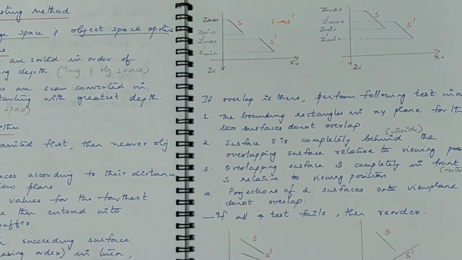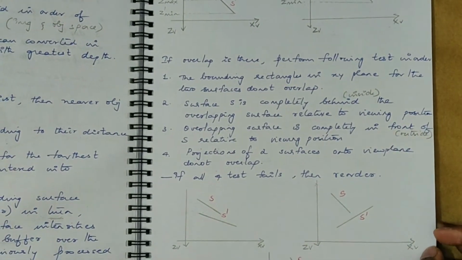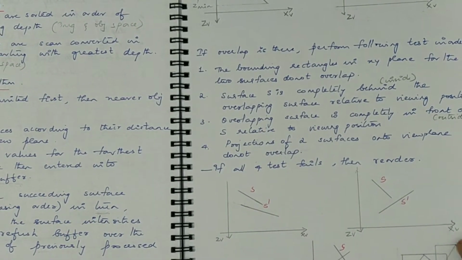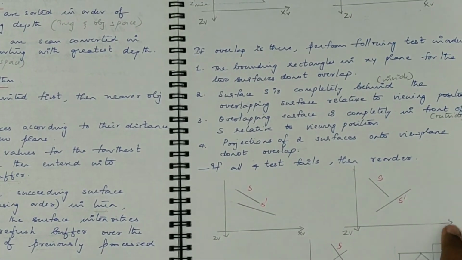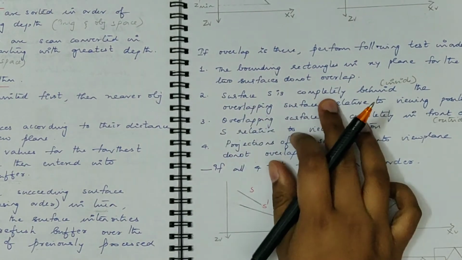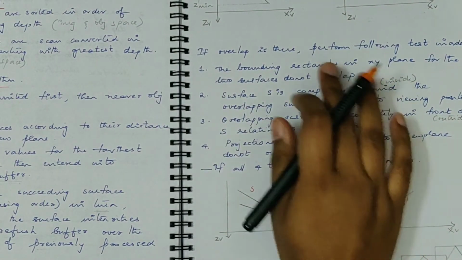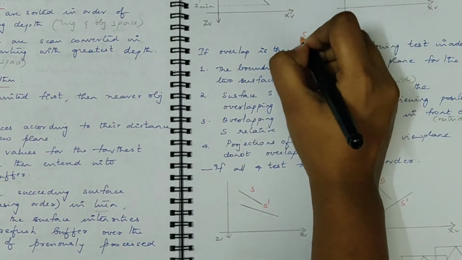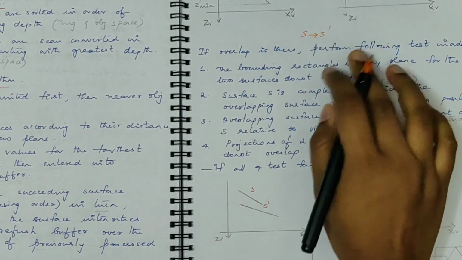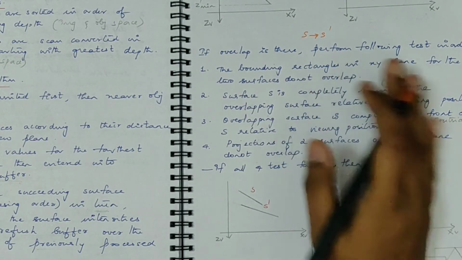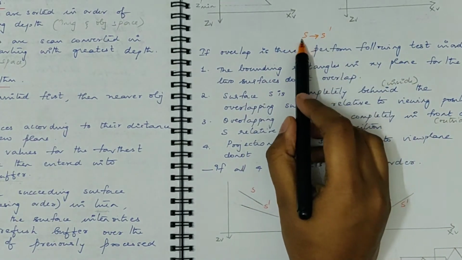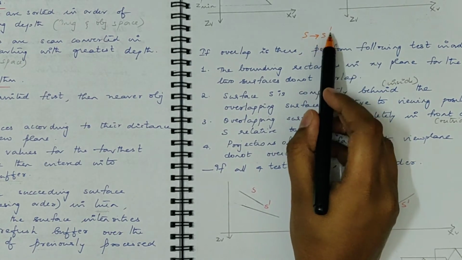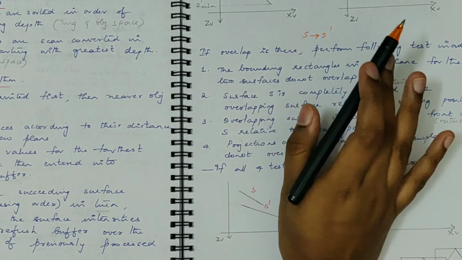These tests will be performed in order, one by one. First we perform the first test. If the first test succeeds, then there is no need to perform the other tests. You will directly scan convert, so the order is S followed by S dash. This is what we are following. Our ultimate aim is to decide whether you will scan convert S followed by S dash, or whether you need to reorder and scan convert S dash followed by S. That is our ultimate aim.